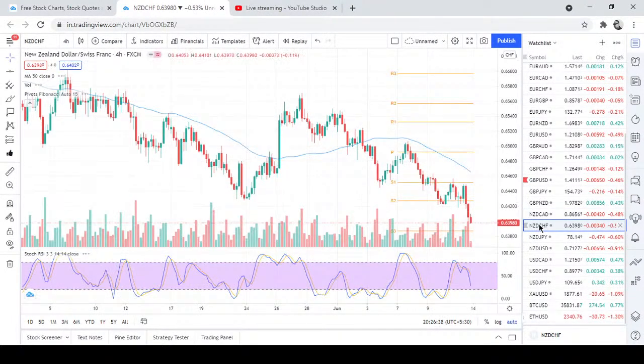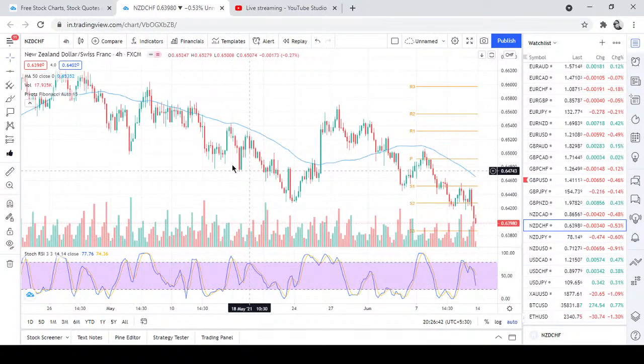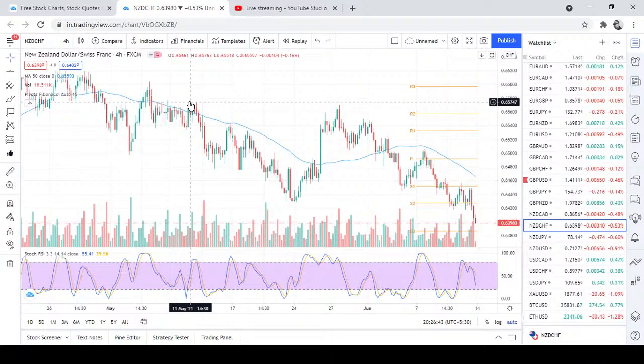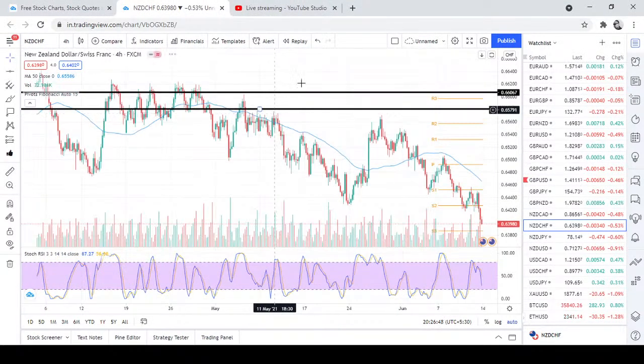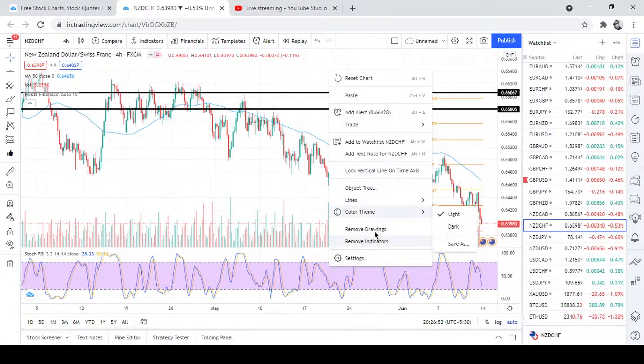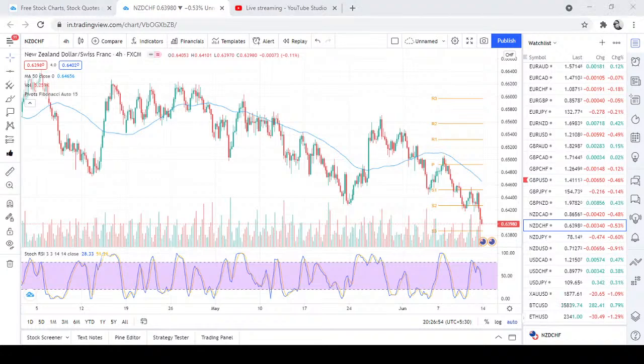NZD CHF, New Zealand dollar, Swiss franc. The chart looks similar to the New Zealand dollar Canadian dollar, because overall the trend is towards the downside. We do not need these two lines. Overall the trend is towards the downside, and on many occasions the 50 moving average acted as a resistance to the market.